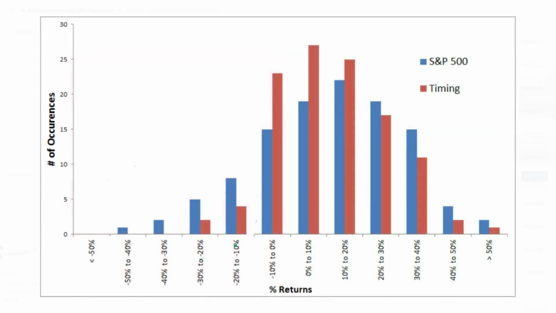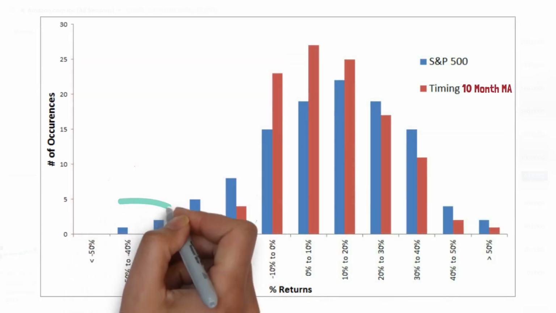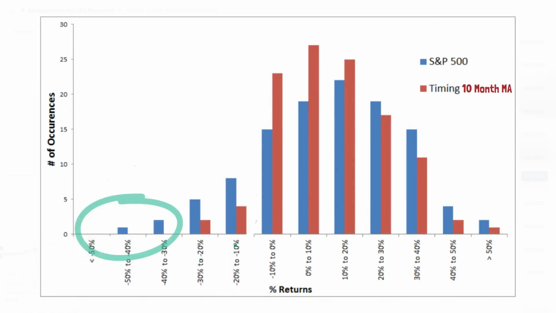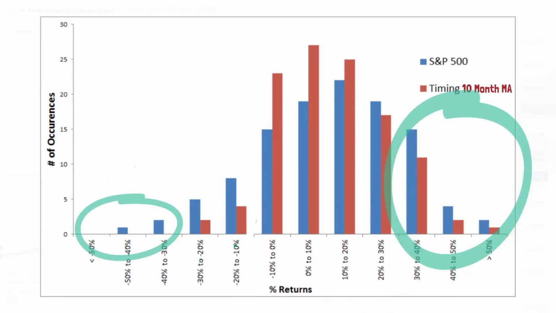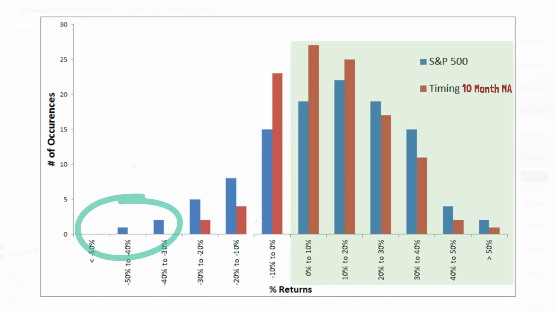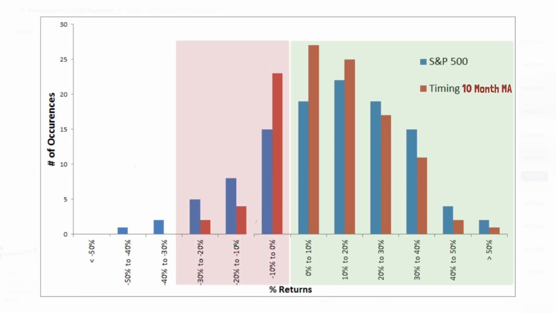If we now add the 10-month moving average rule to the chart, we can see there have been no annual losses greater than 30%, although there were fewer annual gains greater than 30%. Overall, the timing approach gave a better positive bias than a simple buy and hold approach, whilst limiting drawdown.